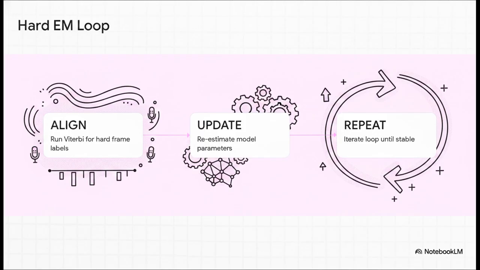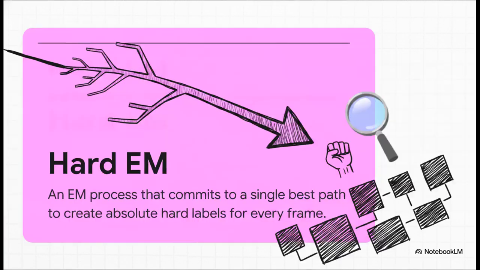Step 2, you update. You take those guesses and re-estimate the model's parameters. And step 3, you repeat. As the model improves, the alignment gets better, which makes the next update even better. You just iterate until the whole system stabilizes. This brilliant iterative process is formally called hard EM, expectation maximization, and that word hard is absolutely crucial.